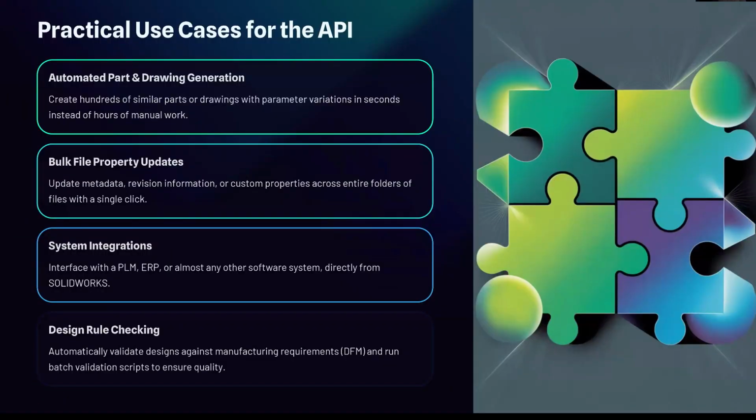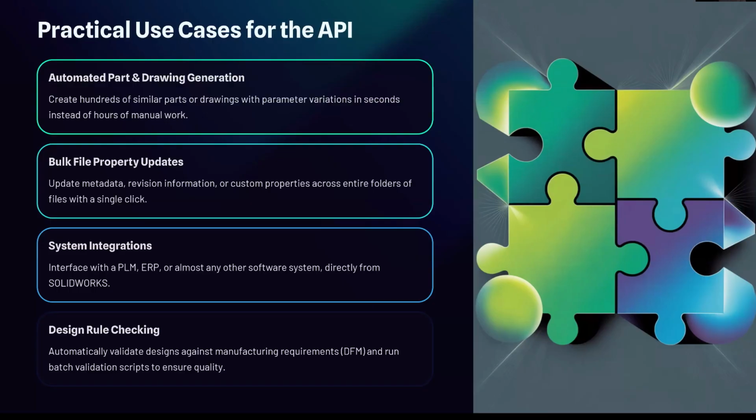Some practical use cases for the API. We'll see these in action when Sean gets into his demo here, but we have automated part and drawing generation. Go ahead and create hundreds of similar parts or drawings with parameter variations in seconds instead of hours of manual work. So basically create a button that creates hundreds of whatever you need.